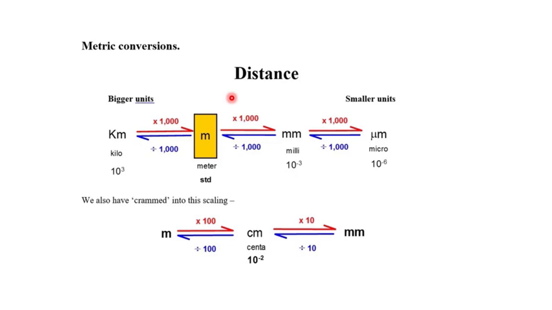A measurement system for distance has the meter as the base unit. 1,000 times bigger than a meter is a kilometer. 1,000 times smaller than a meter is a millimeter. 1,000 times smaller again, so 1,000,000 times smaller than a meter, is the micrometer. But for measuring the paper, we're really more interested in this in-between unit known as centimeters. There are 10 millimeters to make a single centimeter and 100 centimeters to make 1 meter.